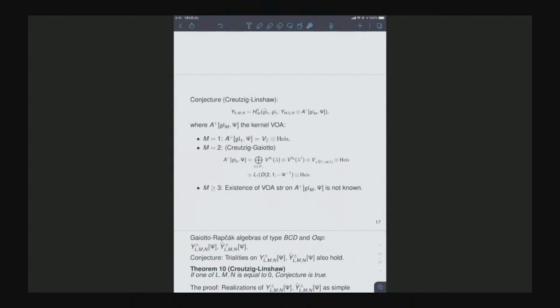And also, using the duality or triality, the statement can be reversed. We start with Y_{m,0,n} and get Y_{0,m,n}, but if you start with Y_{0,m,n} and tensor some kernel VOA, it should also give some Y_{m,0,n}. But in that case, some kernel VOAs are very difficult and not so well known.